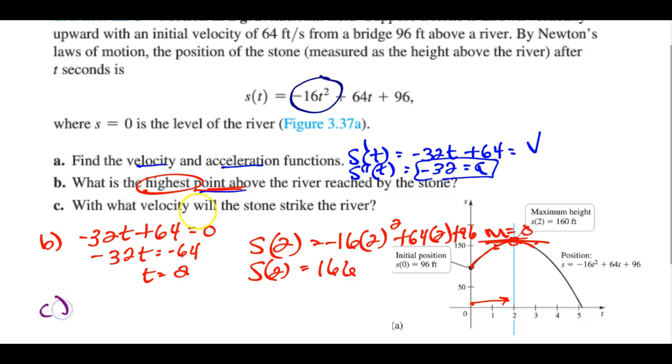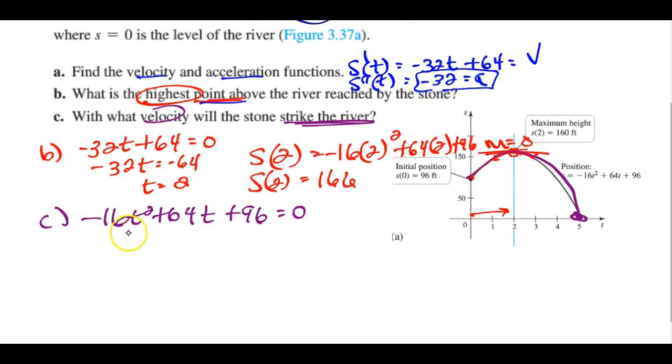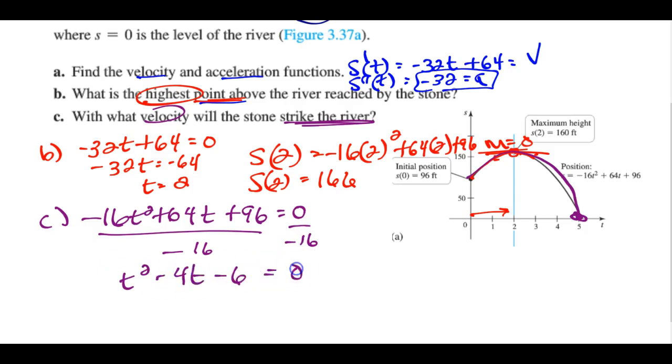But then part C says, what's the velocity when it strikes the river? So it strikes the river when the function equals 0. And I'm thinking that I might be able to divide everything through by negative 16, every term, both sides. So t squared minus 4t minus 6 is 0, and then maybe that factors. If it doesn't, well, I can use the quadratic formula or bust out my calculator, guess left, guess right, guess on. And I think it turns out to be around 5.16.